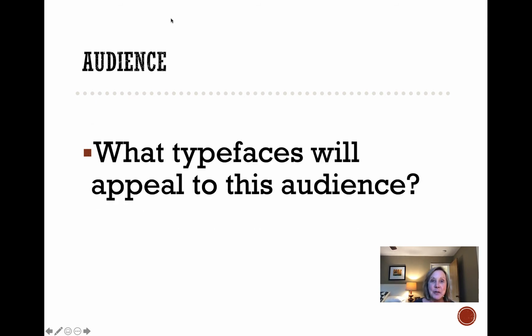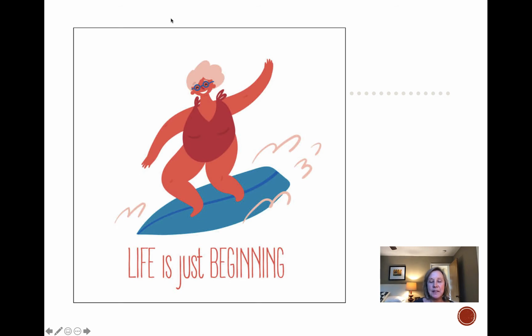So you want to ask yourself, oops, I got that out of order. Here's a grandmother surfing illustration, which I really like. And look at the typeface they picked for this. Life is just beginning, right? Is that a grandmotherly font? It's a hand-drawn font, but someone did not hand letter this. This is a typeface. And how would you describe it? It's somewhat playful. It's fresh. It's lively. It's not a deep, serious font.